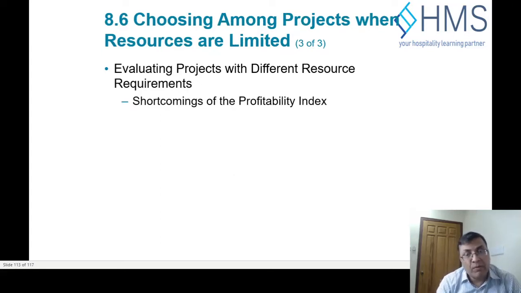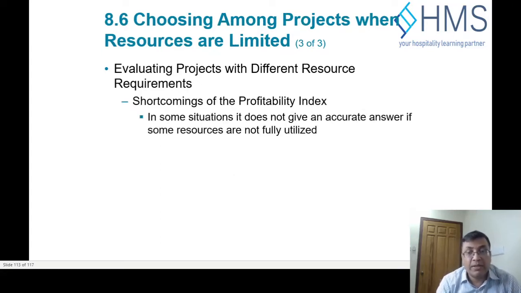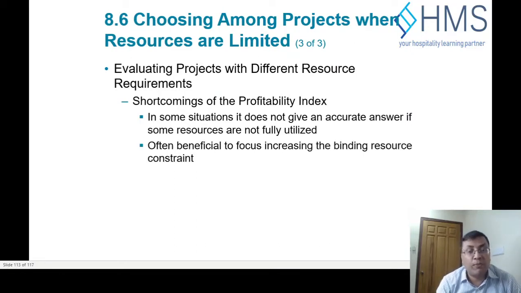Now the profitability index again has some shortcomings. It may not give you the accurate answer if some resources are not fully utilized, and the benefit of focusing on increasing the binding resource constraint.